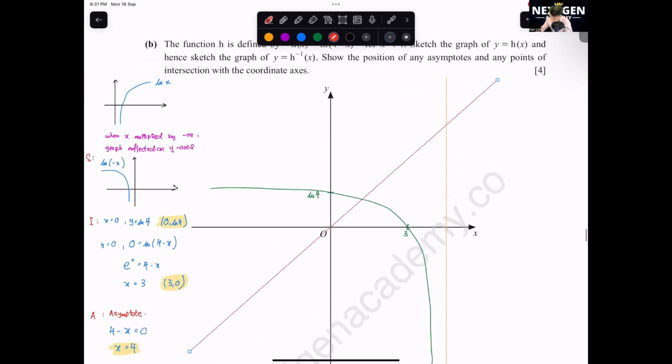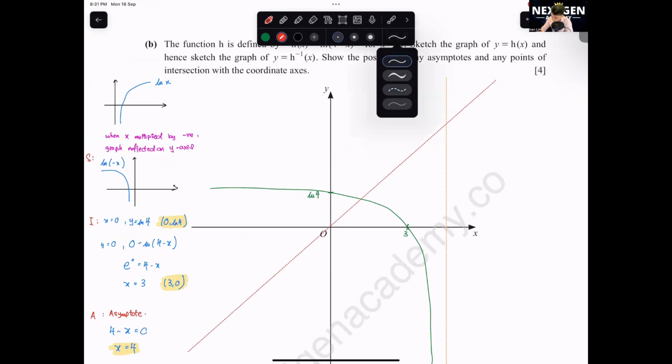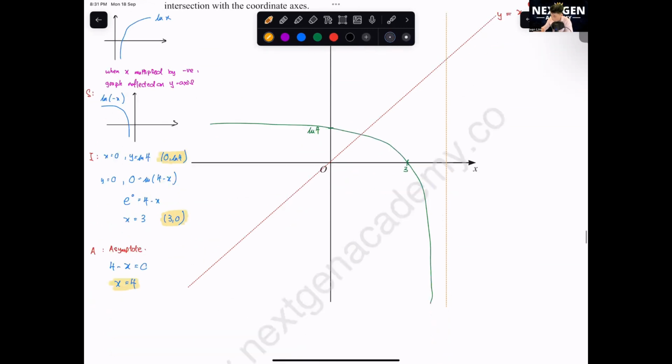Okay, so this is the y equals to x line. Go through right in the middle. So this is y equals to x. Then here is x equals to 4. Okay, this is x equals to 4.